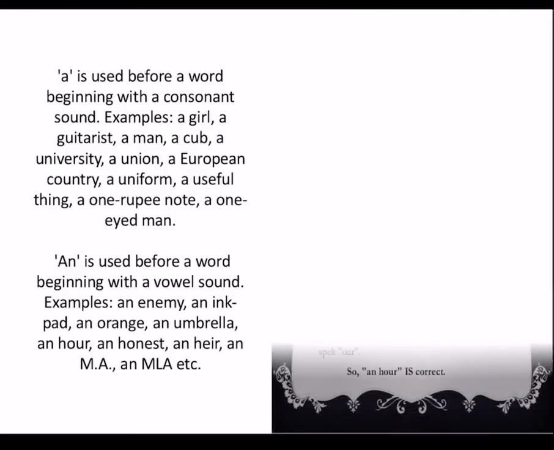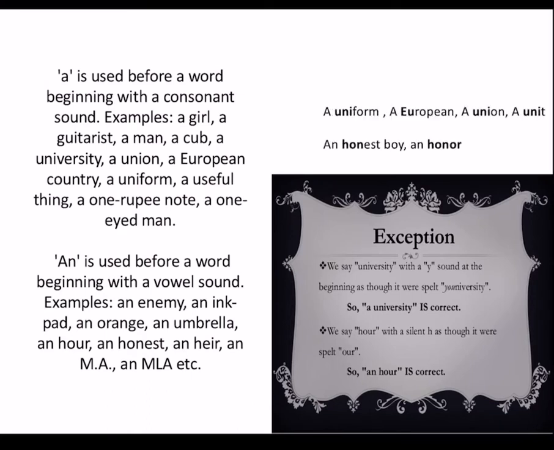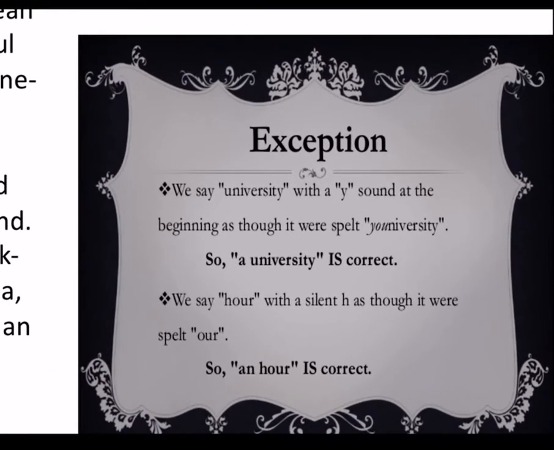Now, so far if it is clear, let us move on to some exceptions. If you see here clearly, we can see some exceptions. If a word comes across, university, you will say university begins with U, so it is a vowel, so I should be using an in front of it. But here we are dealing with some exceptions. We say university with a Y sound at the beginning, as though it was spelled Y-O-U. So when you pronounce university, the actual sound is of Y-O-U and Y is a consonant sound, that is why it will be a university.